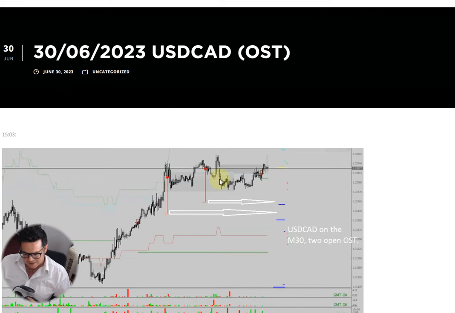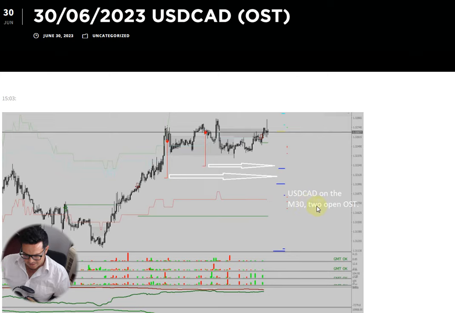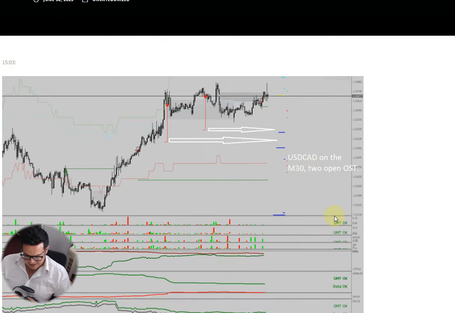2 open option strike targets, yes. So as I wrote, dollar cut on the M30, 2 open option strike targets. This is a beautiful trade. Okay, the high has been cleared. The stop has been taken. You have an MTS along the way. You have some longies and 2 open option strike targets back towards the range with some STS.